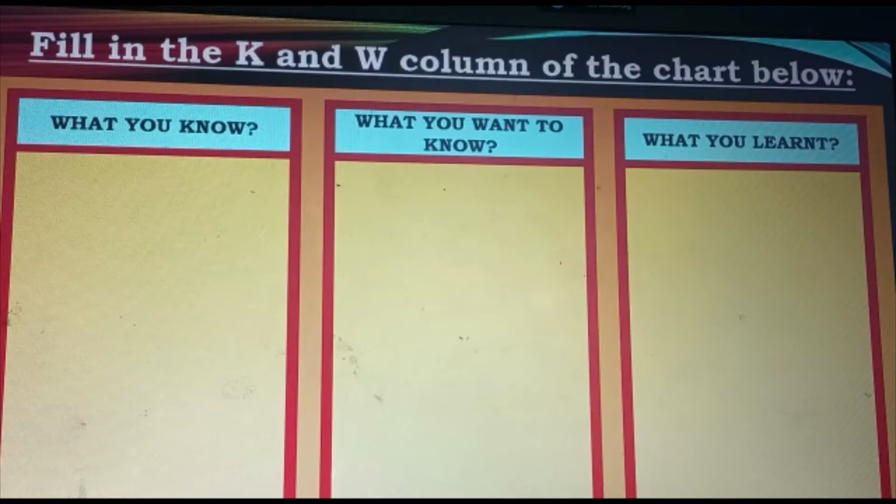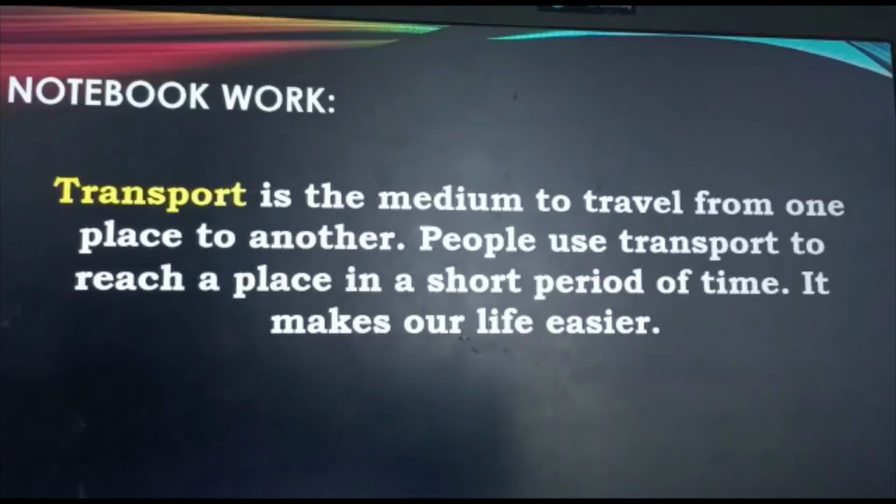Okay, so let's see what we have next. After completing the K and W columns of the KWL chart, I want you all to write down this definition of transport in your notebook. What is transport? It is simply the medium to travel from one place to another. It can be any medium: car, bicycle, airplane, ship, cruise, anything of your choice. But all of these are considered transport.